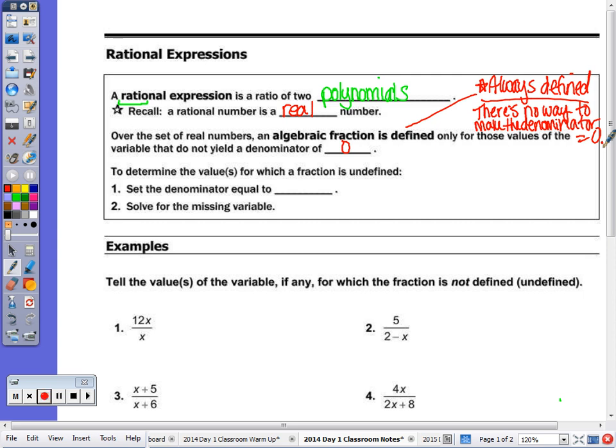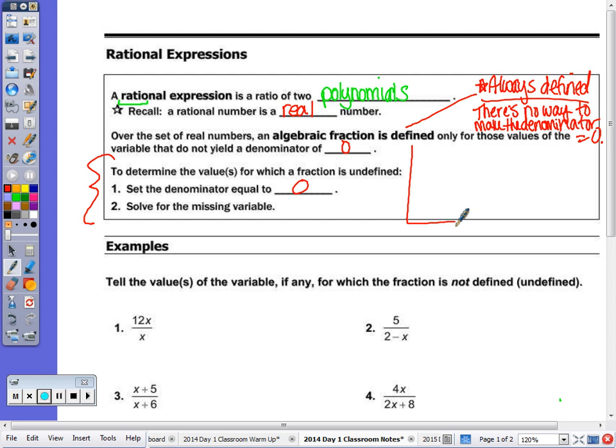Okay? So here are the steps. Some of you will be able to see this, so please, again, don't yell it out. You'll be able to see this just by looking at it. But if you forget, here are the steps to determine for which value of x the fraction's undefined. Step number one, set the denominator equal to zero, and then solve for x or whatever the variable is.